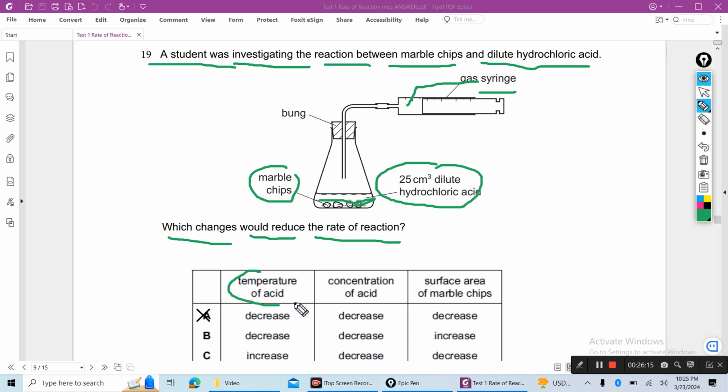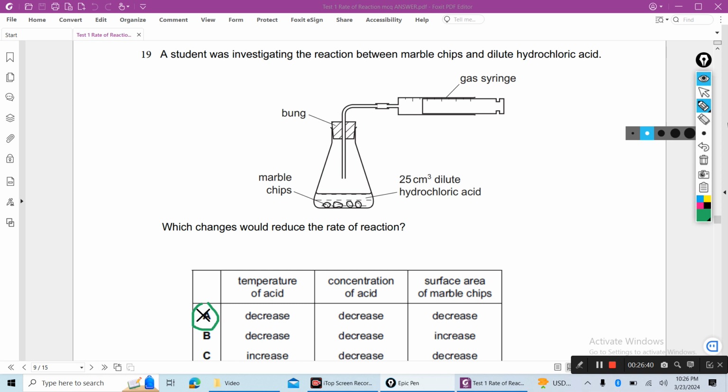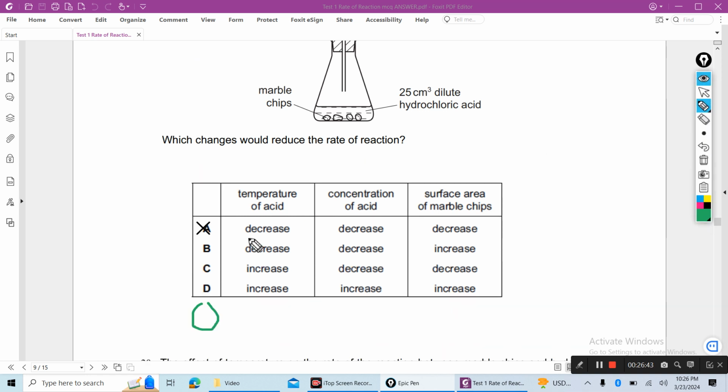If you decrease the temperature of the acid, the rate of reaction decreases, true. If the concentration of acid decreases, yes, the rate of reaction decreases. And also if you decrease the surface area of marble chips, the rate of reaction will decrease. That's why A is the correct answer, but B, C, D are wrong. Temperature of acid decreases, this is true. Concentration of acid decreases, this is true, but this is wrong: surface area of marble chips increases, rate of reaction increases, but the question is asking you to reduce the rate. So A is the correct answer.